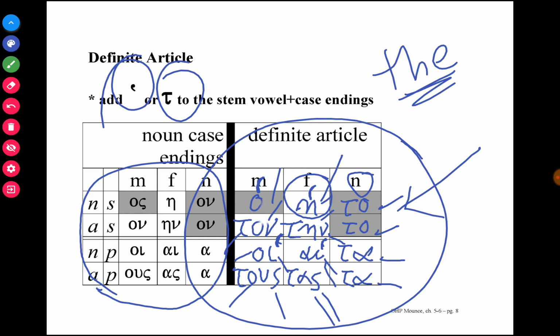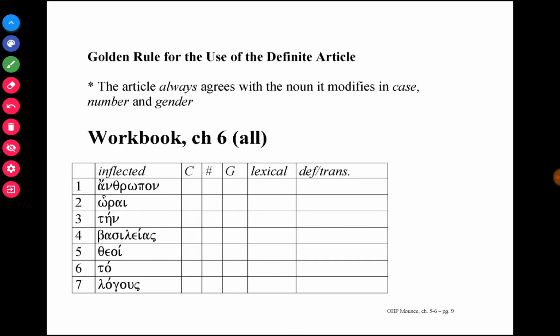A short omicron and a short alpha sound similar. But notice that the spelling is different. It's omicron for the singular forms and alpha for the plural forms. So the golden rule for the use of the article again is that the article always agrees with the noun it modifies. Whatever article you use, it has to have the same case, the same number, and the same gender.